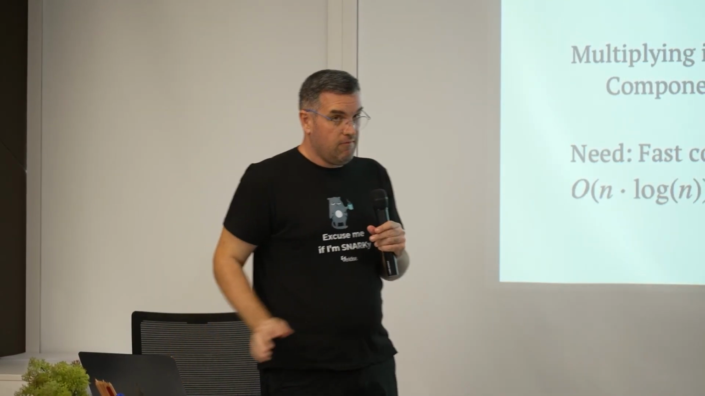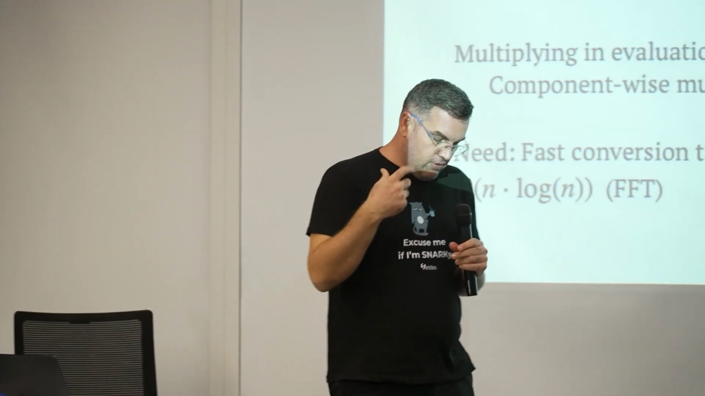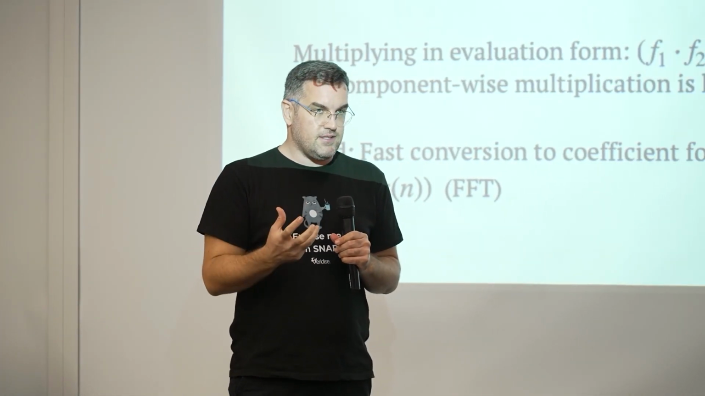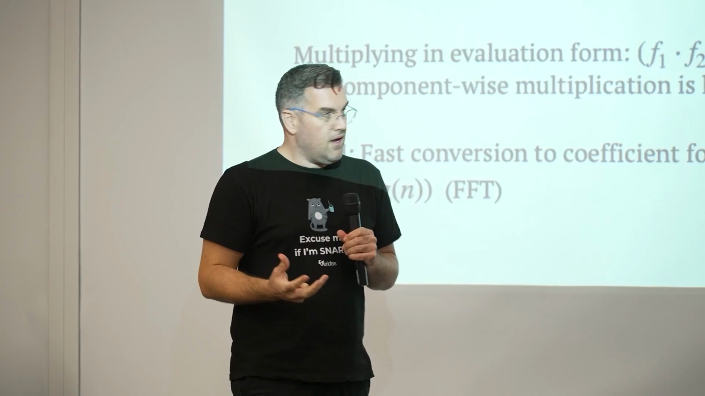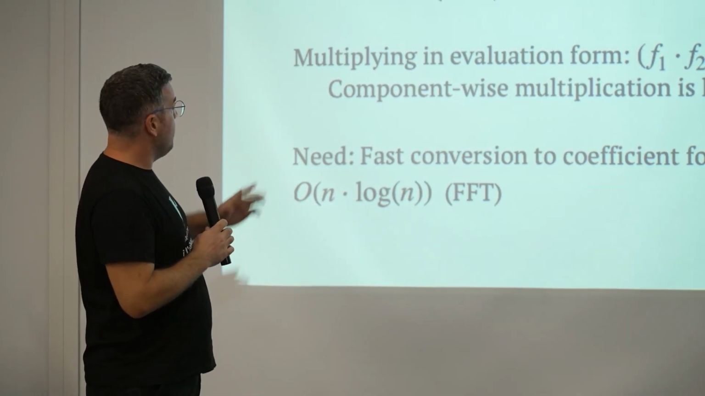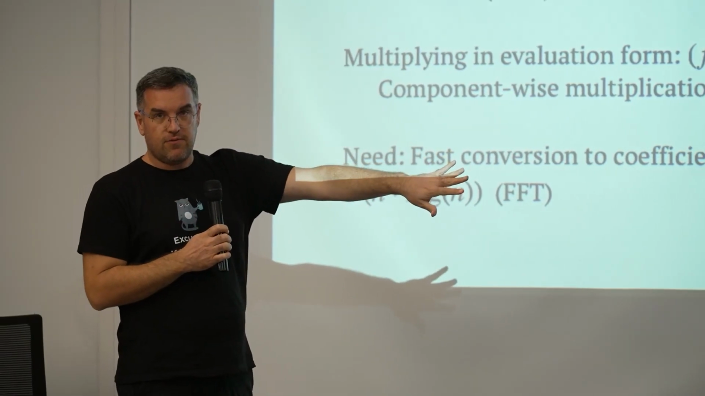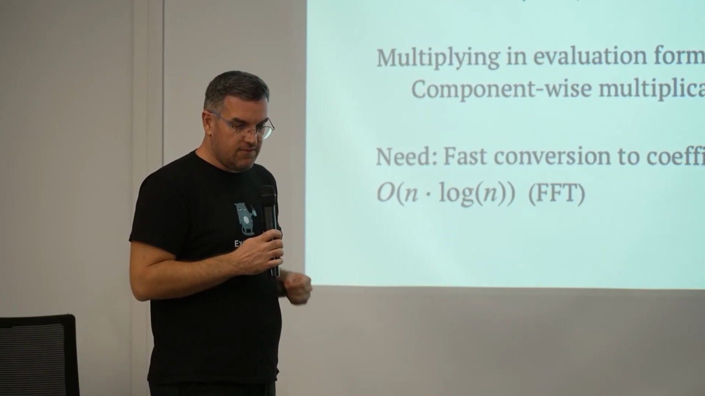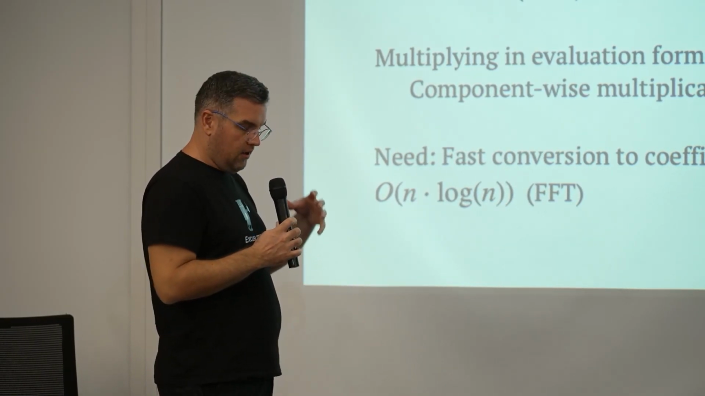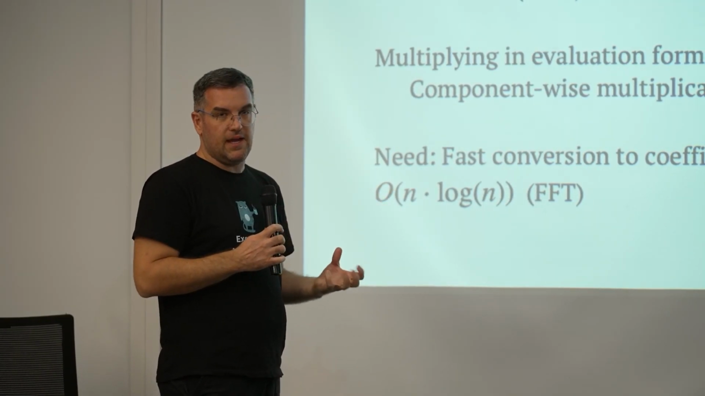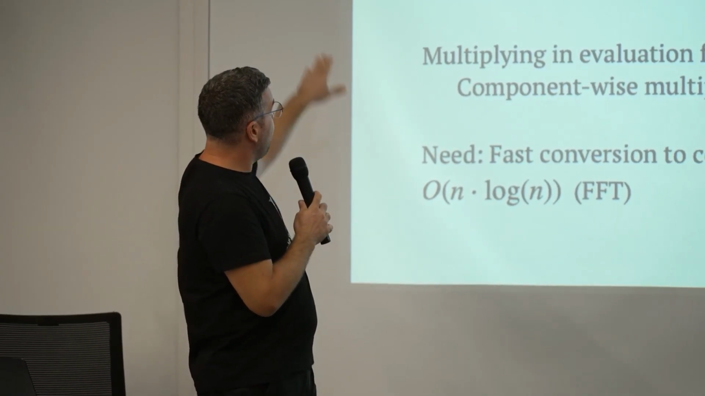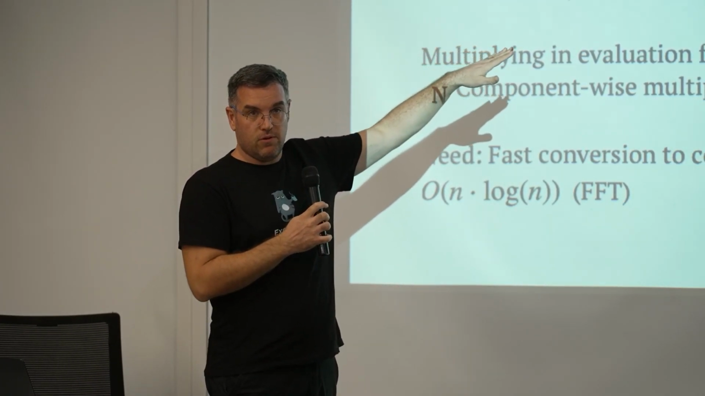And why is this useful? I mean, the way you represent something dictates a lot what you can do with it, right? And in this case, if you represent it in an evaluation form, it helps you a lot, for instance, with polynomial evaluations or multiplication operations, right? So if you want to multiply two given polynomials, right?